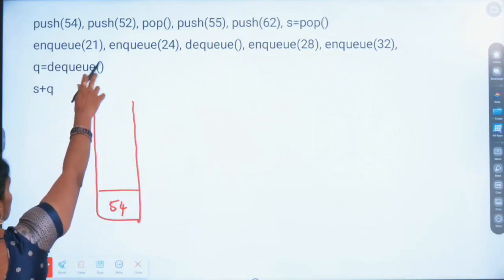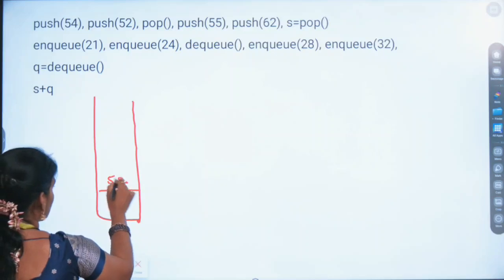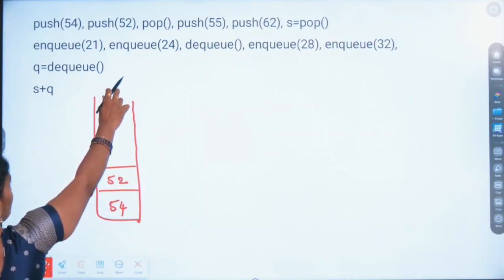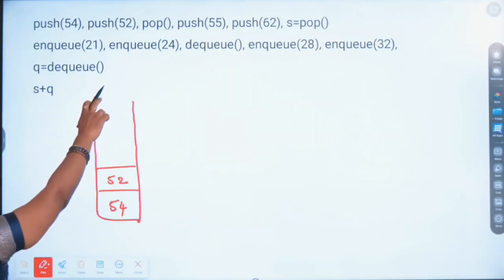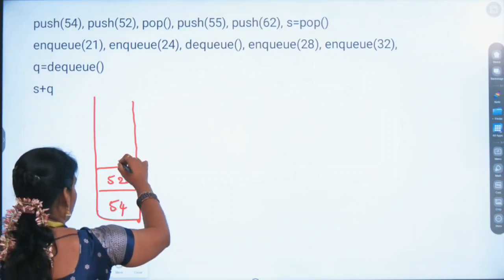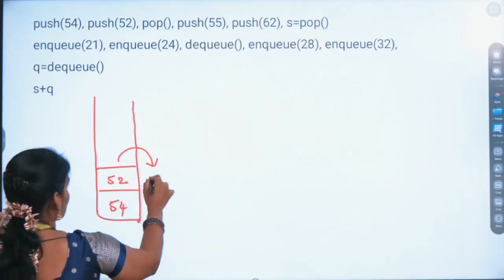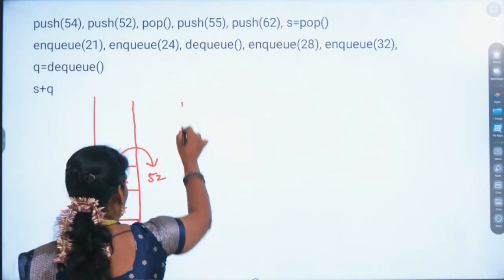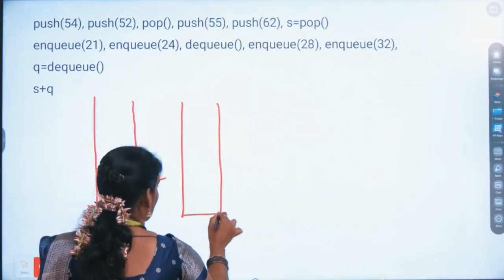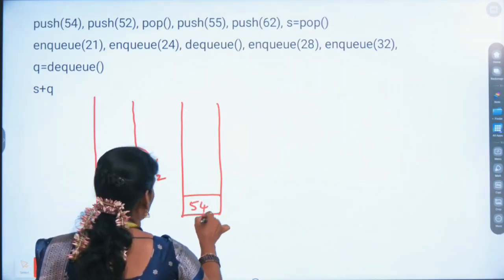Then again we have to push 52. So 52 is inserted into the stack. Then we have to do a pop function. That means we have to delete the topmost element from the stack. So 52 gets deleted from the stack, and now the element which is available in the stack is 54.